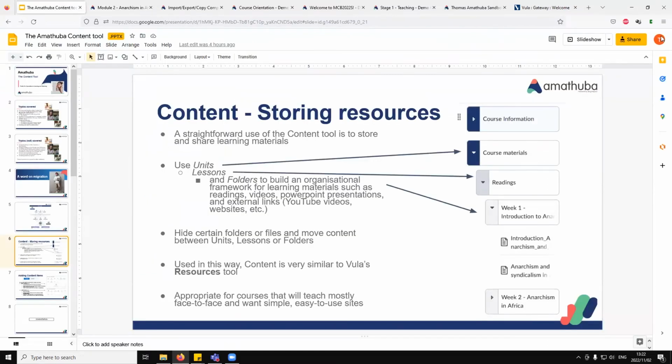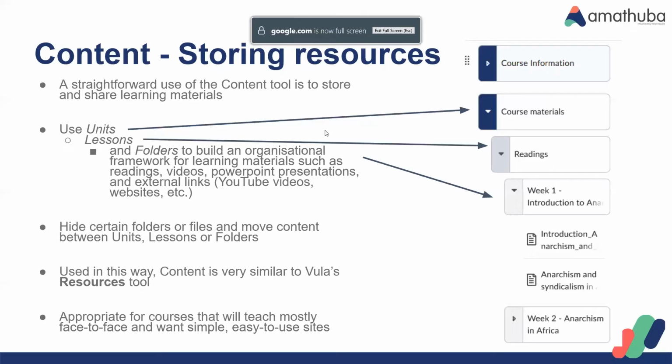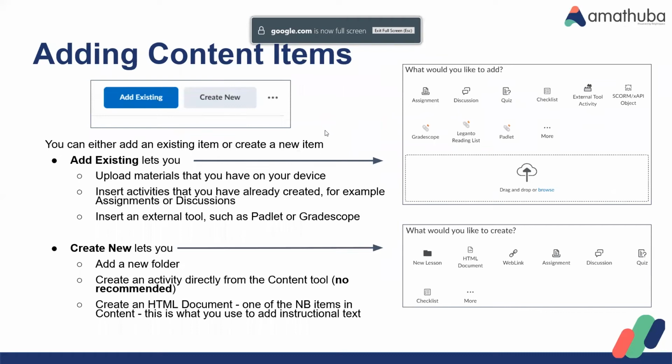So that is content as resources. To add various items we discussed, you would click either on Create New, if we are, for instance, creating those subfolders, or Add Existing if we are acquiring files from our desktops, or if we wanted to add, for instance, links to YouTube.